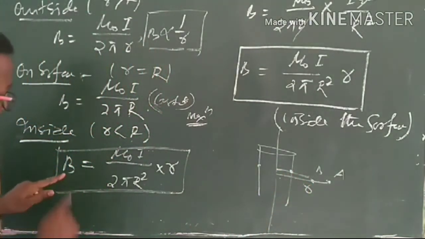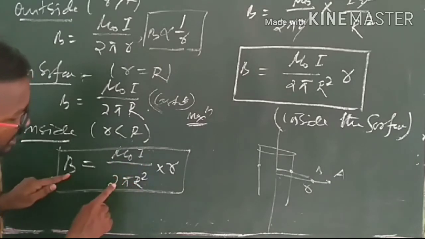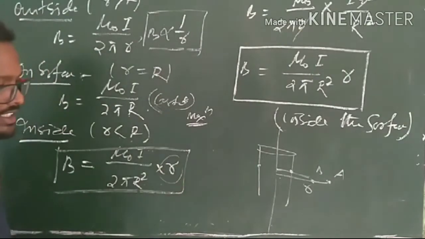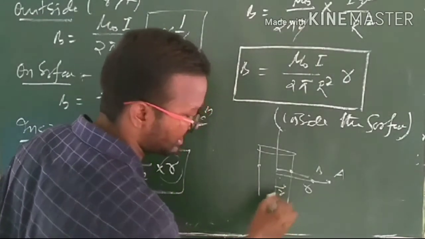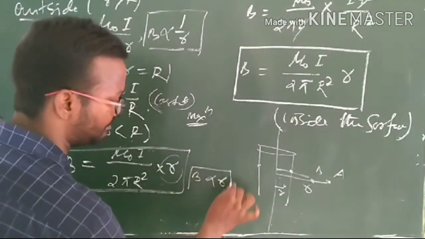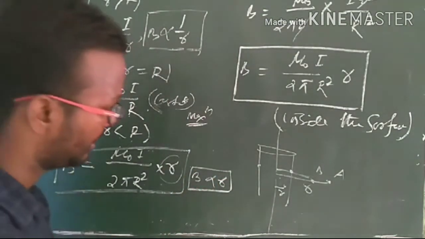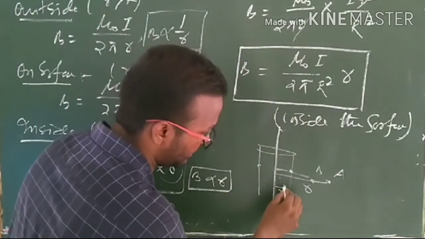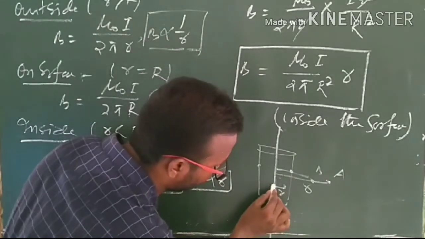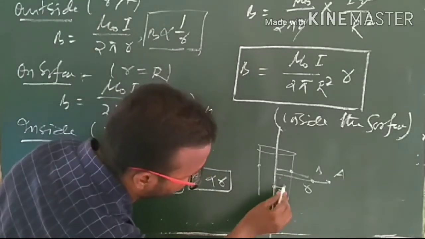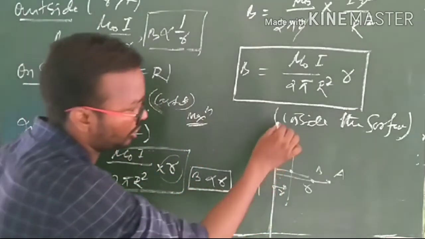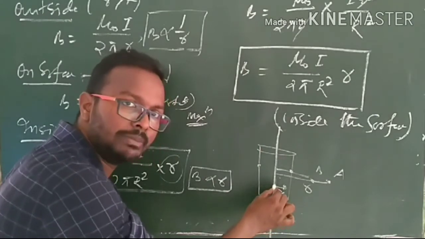Come to this last point. This is a constant quantity. 2 pi R square is also a constant quantity for this relation, but here small r means within the surface, and this distance r for the last case. So in this case B is directly proportional to r. What does it mean? If this is the axis and we take this point on the axis, then r will be 0. So the magnetic field strength on the axis of a cylinder will be 0.